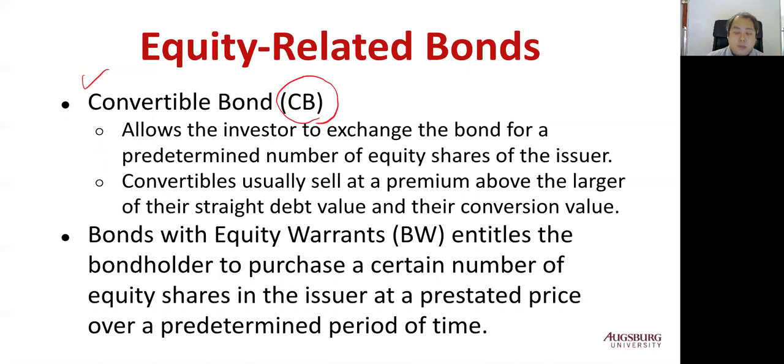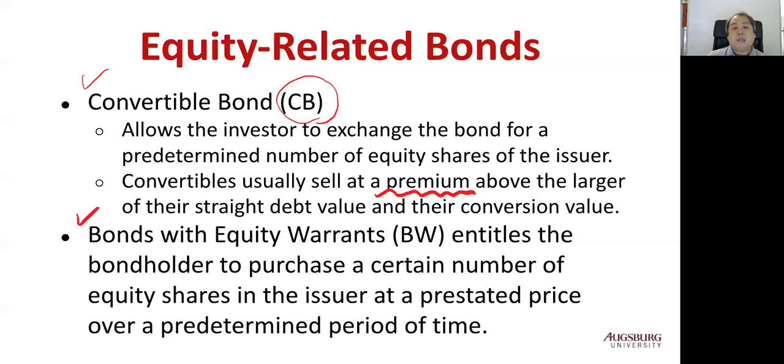Convertibles usually sell at a premium over the larger of their straight debt value and their conversion value. So the convertible bond has some premium on the value of the conversion, and they sell at a higher price.